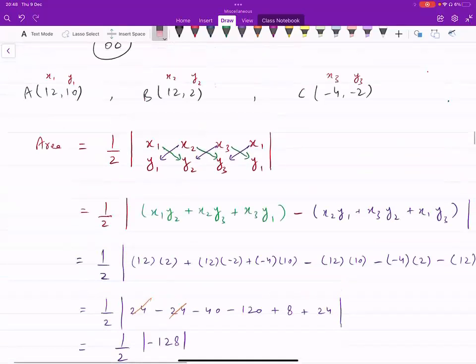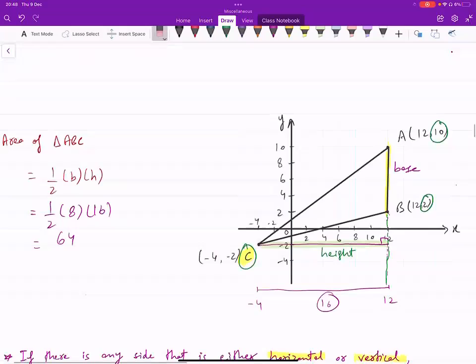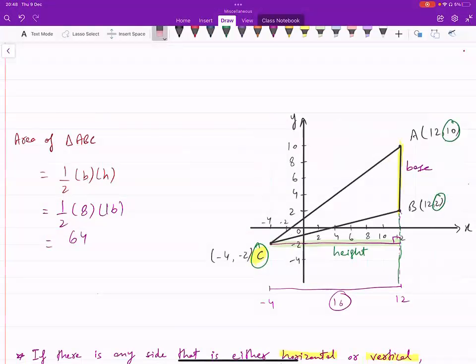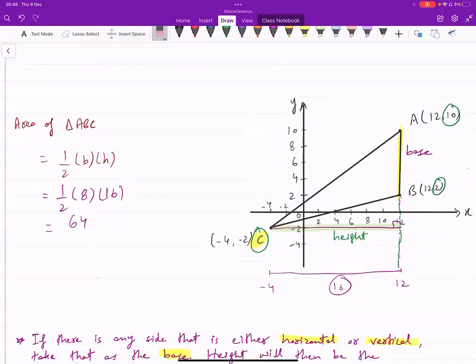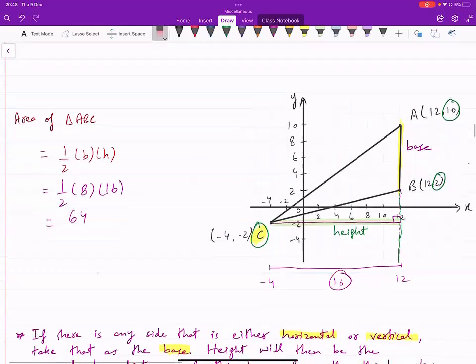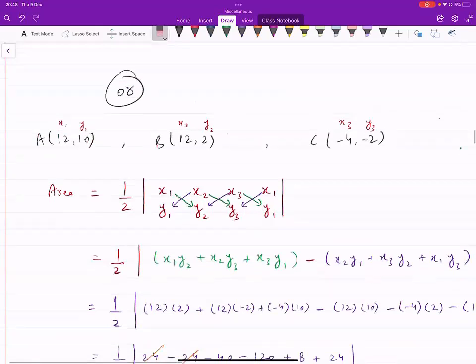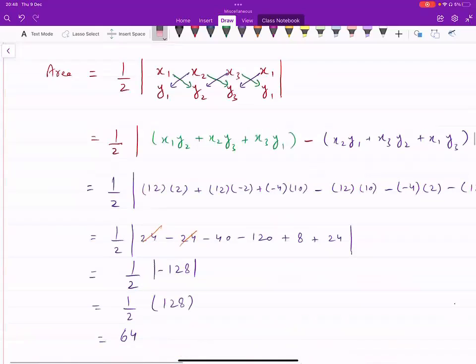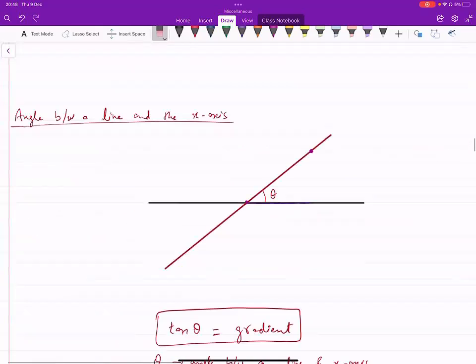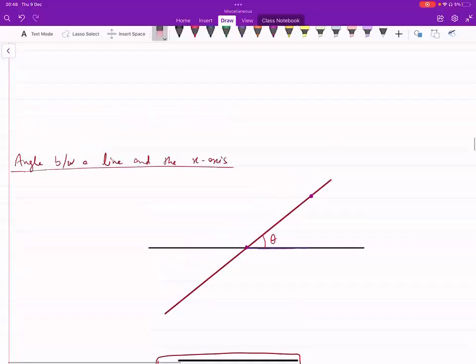Now it's much longer. Half into base into height is much quicker, so that should be your first go-to method. If you're able to figure this out, that should be the first go-to method for you. You have to see how you can directly apply half into base into height. If you can't figure that out, in that case, you can use this other formula if you want. That's how you find the area of a triangle when you know its coordinates.